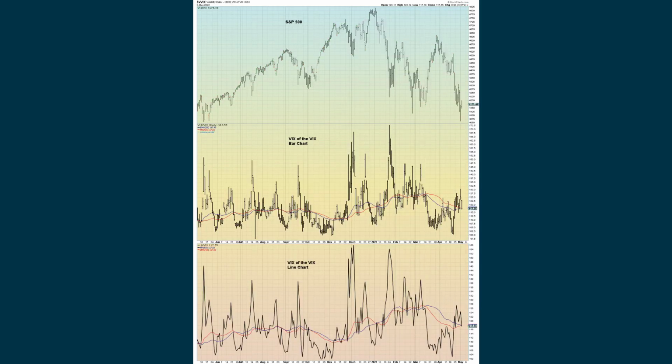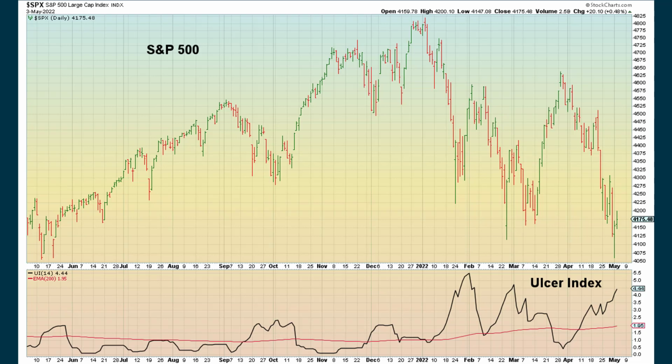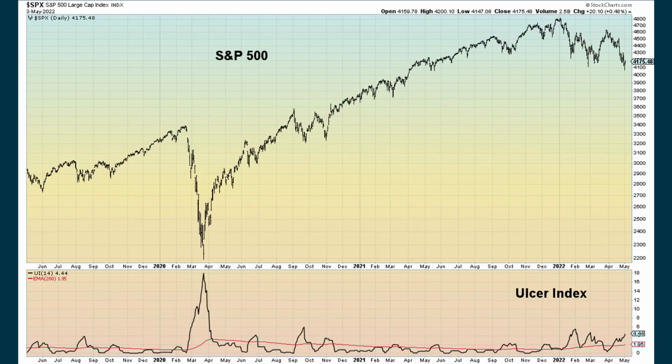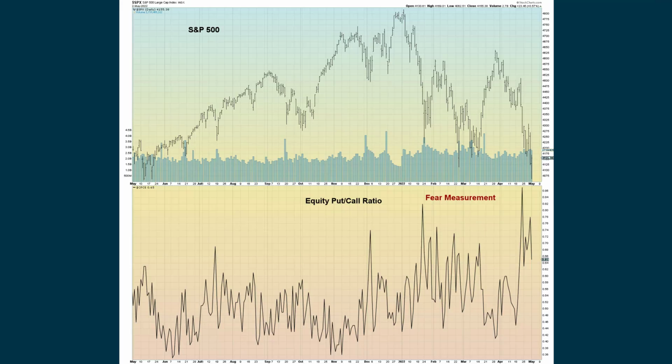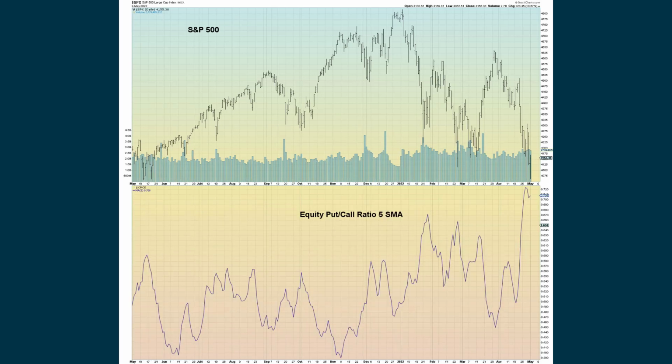The VIX of the VIX also saw a decline. The Ulcer Index continues to go up. There's still fear in the markets according to this indicator that gauges fear. This is a long-term look at the Ulcer Index. And the put-call ratio, this is just for one day, just shows that we did decline slightly. And here's a 5-day moving average, which still shows us as being pretty high overall.